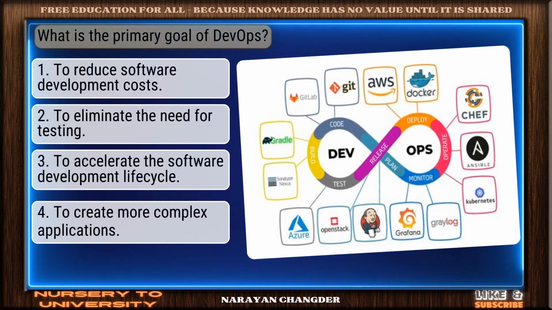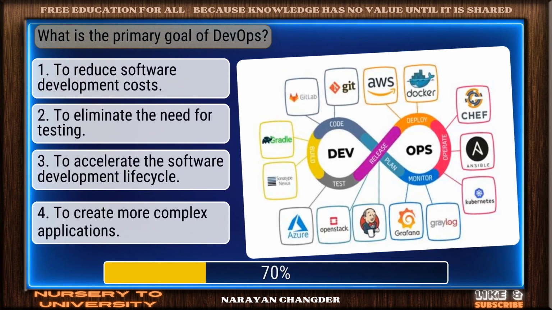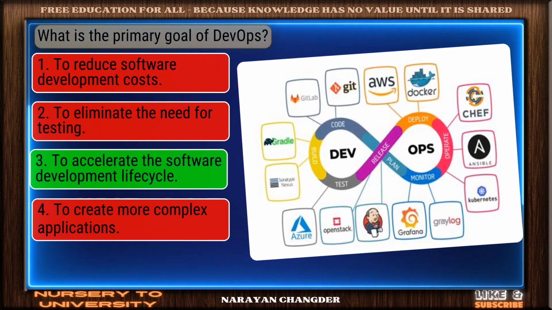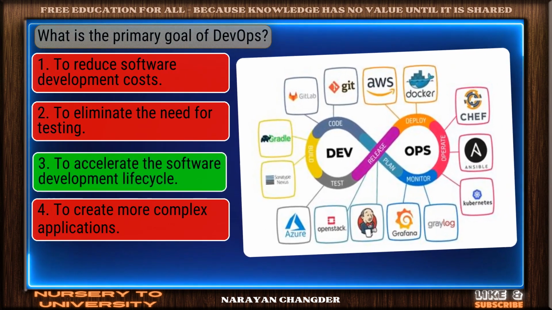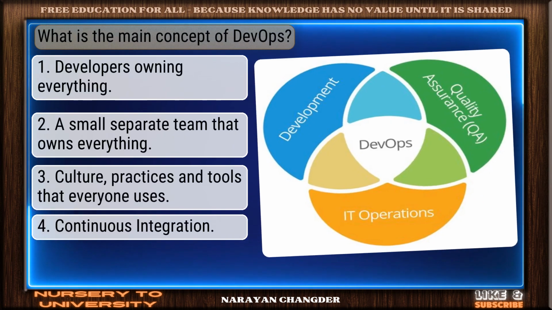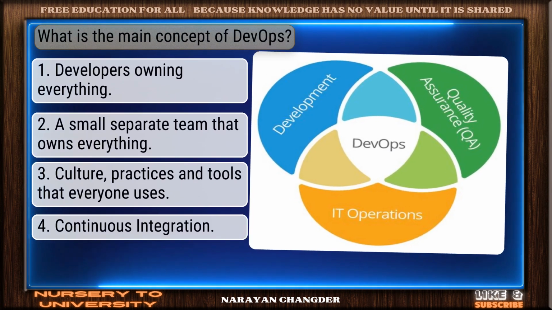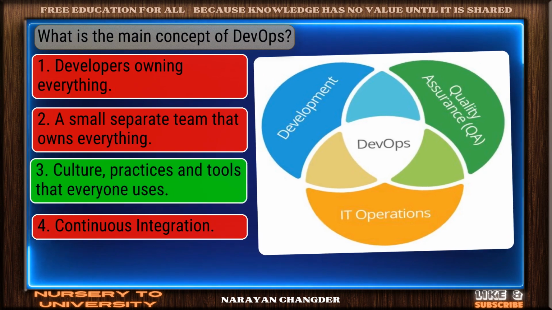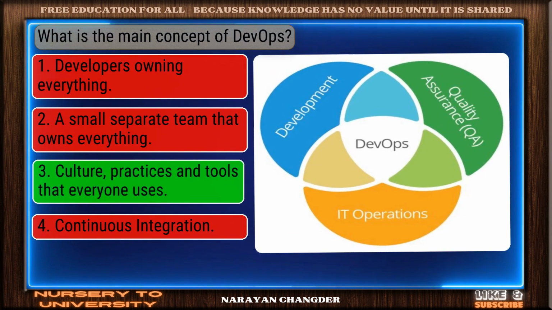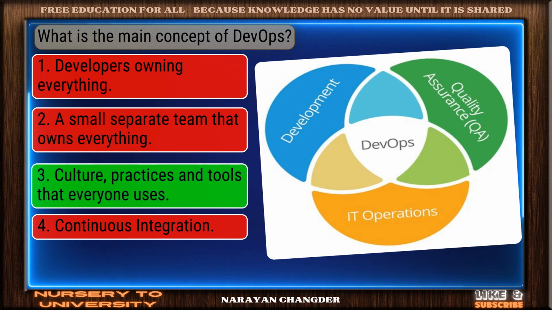Question number 23. What is the primary goal of DevOps? Great job. To accelerate the software development lifecycle is the accurate answer. Question number 24. What is the main concept of DevOps? Right choice. Culture, practices, and tools that everyone uses is the best answer.